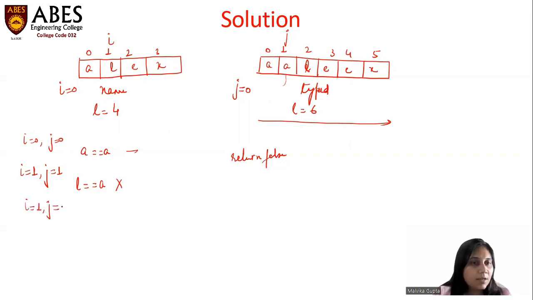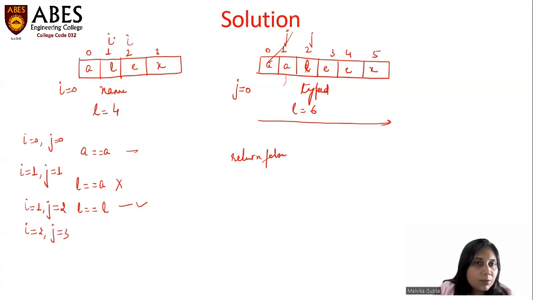So what happened in the next step? I will remain at 1 and J will move to 2. Now my J is at this point. Now if you see, name of I is L, but type of J is also L. So this is true. This condition has also become true. So what will happen? I will increment my I to 2 and J to 3 because J will move. Now I will go to this particular position.